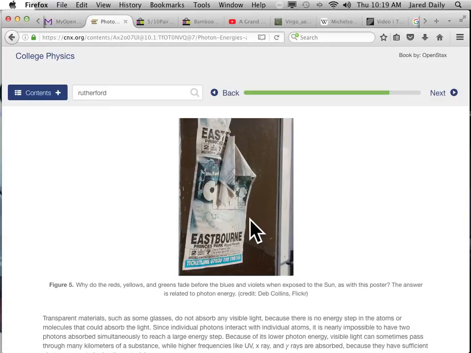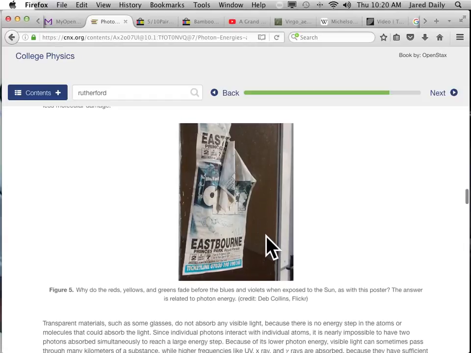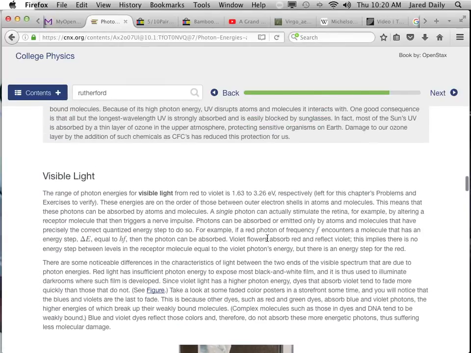So why do these red colors and yellows and greens fade before the blues and the violets when they're exposed to the sun? Because they're absorbing more high energy particles. Well, not necessarily absorbing more, but when they do absorb high energy particles from ultraviolet, it has a more deleterious effect on them because of their color.